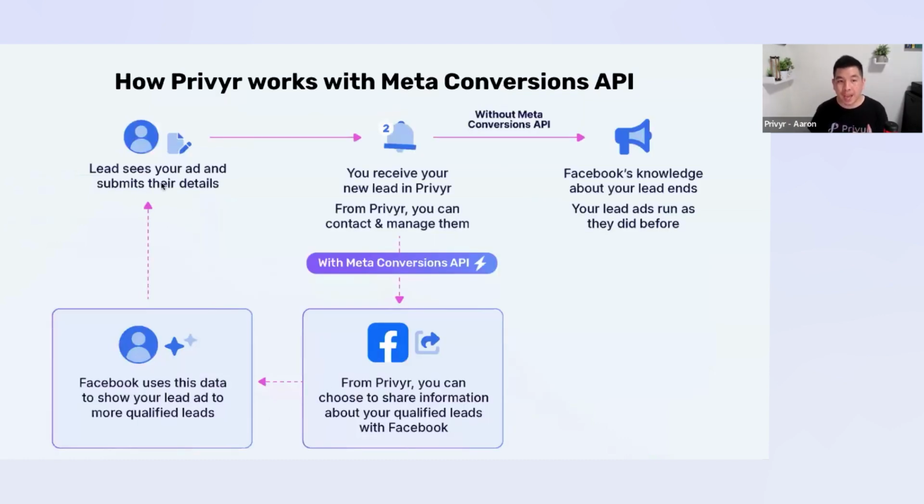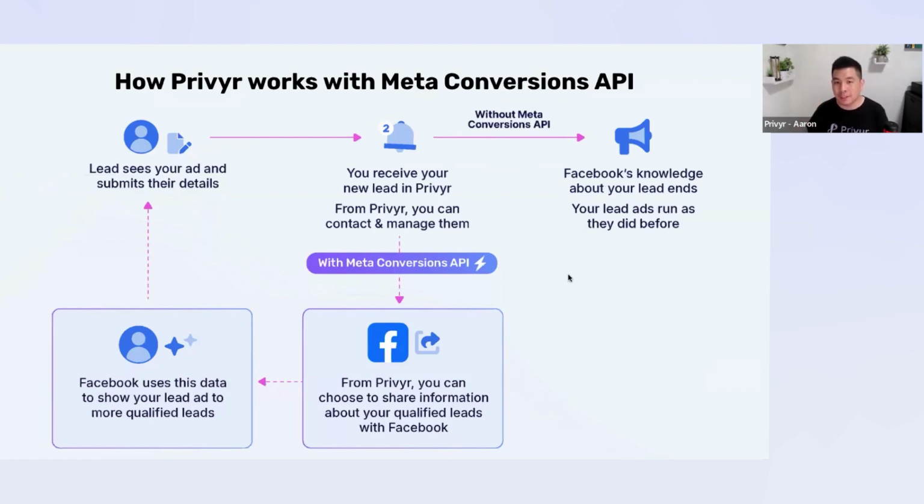Traditionally, what would happen is a lead would see your ad and submit their details on your Facebook page or on Instagram. You receive the lead in Privyr, and without Meta Conversions API, even if you're using Privyr but you haven't set this up, Facebook's knowledge of your lead ends. Again, Facebook doesn't know who responded. Facebook doesn't know which lead booked a meeting. Facebook doesn't know which lead made a purchase.